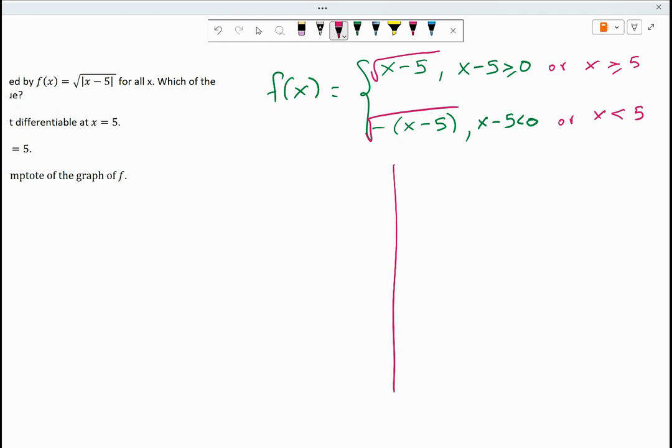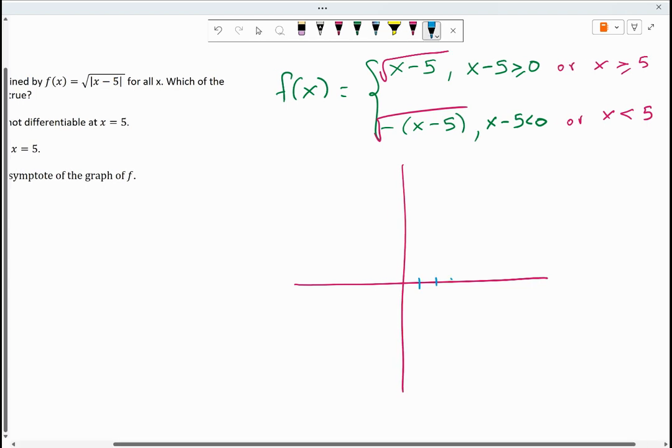Now what I'm going to do is use my knowledge of the transformation of functions. I know that the square root of x is one of our basic functions, so that function there would look like this, more or less. What I'm going to do is just recognize that the first part here, the top part for the values that are greater than or equal to 5, I would have this just being translated 5 units to the right. So 1, 2, 3, 4, 5. We have that horizontal translation.